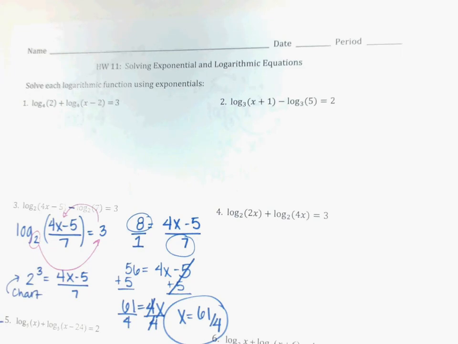The one thing you have to be kind of careful for is like on number 4, when you're multiplying 2x and 4x, that's going to be an 8x squared in the middle. So when you loop it, make sure you put the square on there. Yes, ma'am. Want to check it?